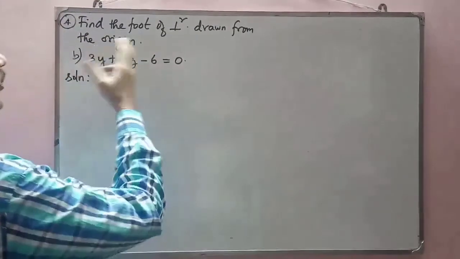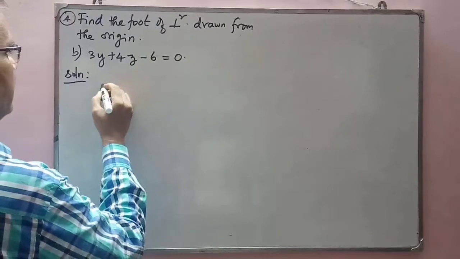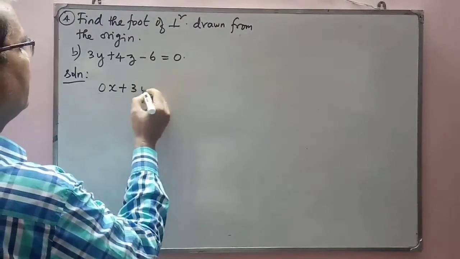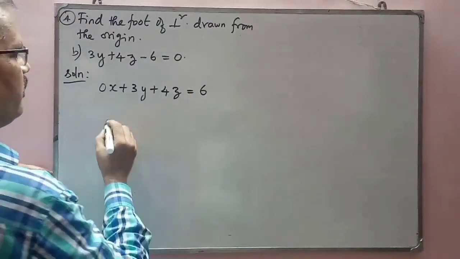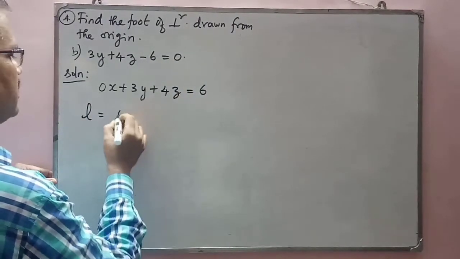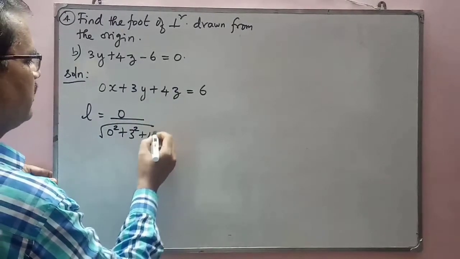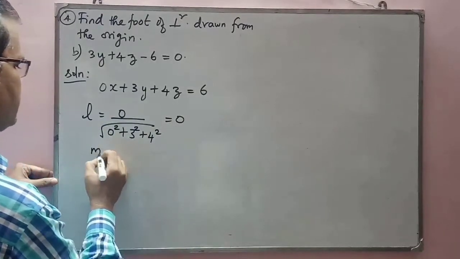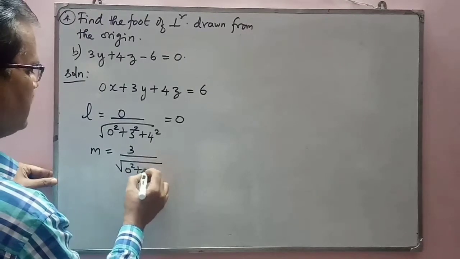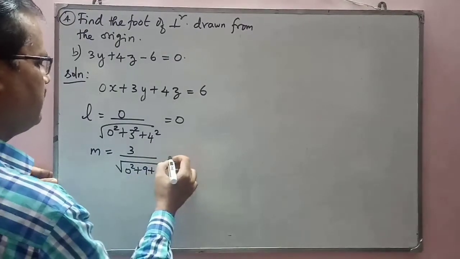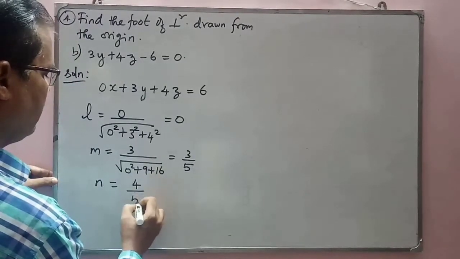This question, children: find the foot of the perpendicular drawn from the origin. The same question type. Now let us write in the proper format: 0x plus 3y plus 4z equals 6. Now we need to convert it into normal form. So l is equal to 0 by root of 0 squared plus 3 squared plus 4 squared, which is just 0. m is equal to 3 by root of 0 squared plus 3 squared, which is 9, plus 16, which is 25. Root of 25 is 5. n is equal to 4 by 5.